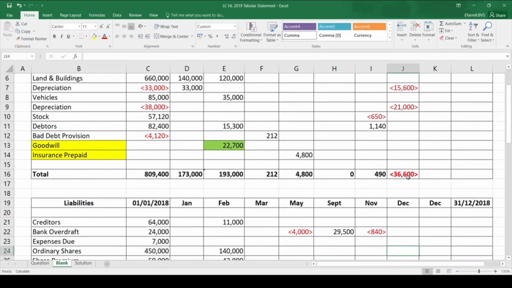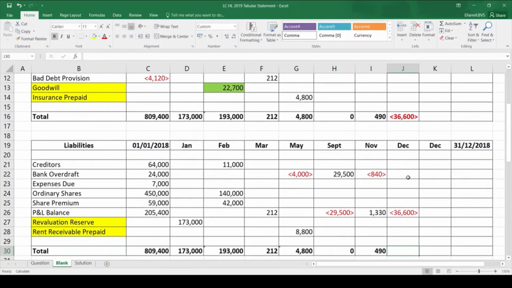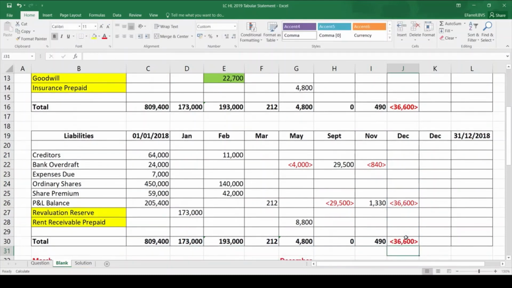Depreciation is an expense. So if I add my two depreciations together, my profit and loss balance is also going to go down by minus 36,600. That's an expense, so it's going to reduce my profit. So if I total this, I also get minus 36,600 on the balances. So you just add your two depreciations again and reduce your profit by the same amount.